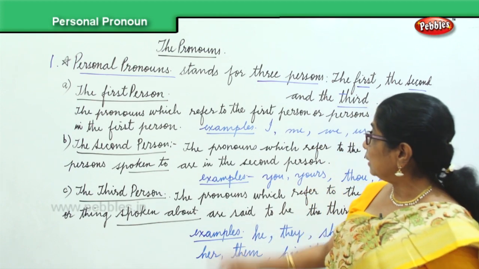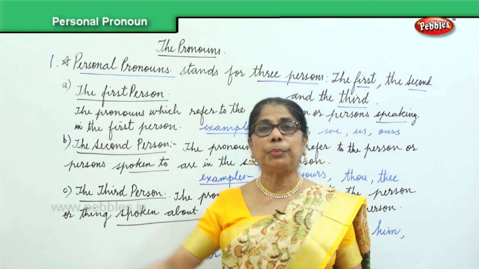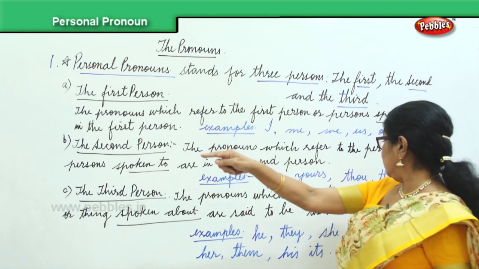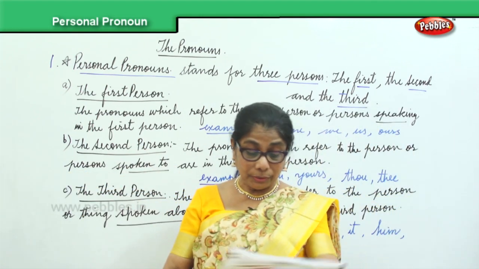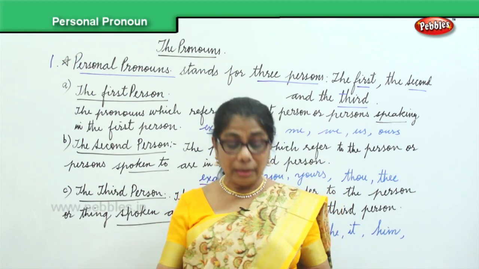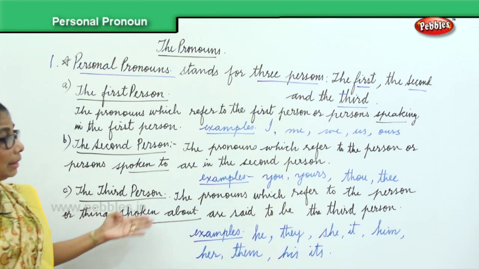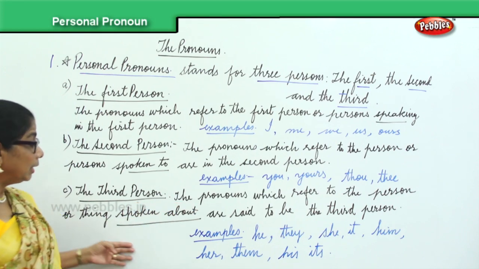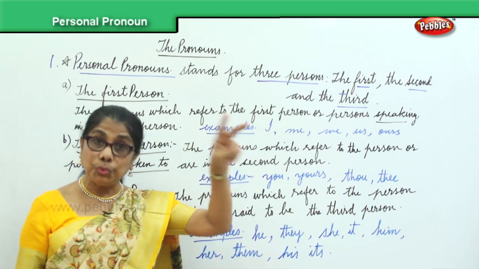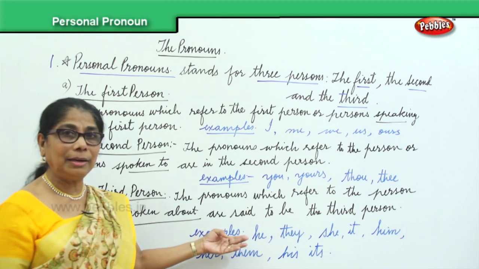In the second person, the pronouns refer to the person or persons spoken to. We are talking to somebody, and for that we say you, yours, thou, thee. Those are the words we have used. Thou, thee is in old English, not modern English. And the third person? The pronouns which refer to the person or thing spoken about. First is myself, second is spoken to, third is spoken about, said to be the third person pronoun.